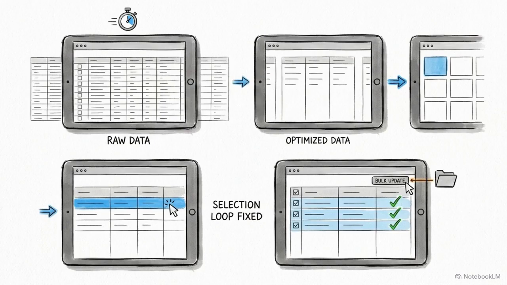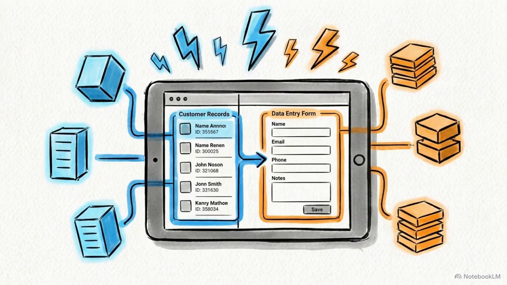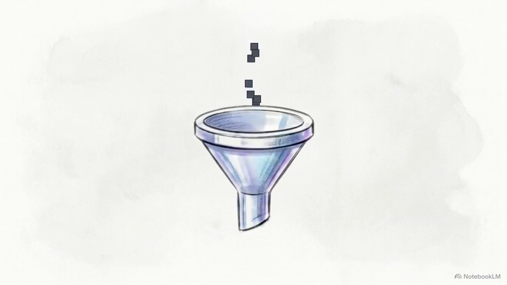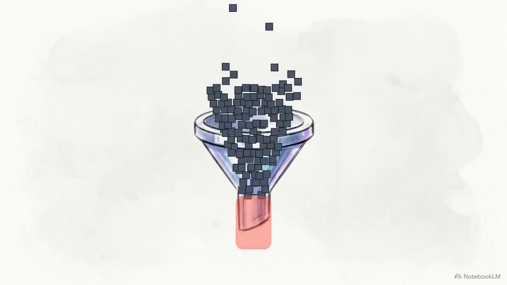I'll show you how to shape your data so the app runs instantly, how to fix the notorious stuck selection navigation loop, and how to build a bulk update feature. A professional-grade app requires active data shaping to guarantee a frictionless user experience. Dropping raw lists onto a screen will always end in a bottleneck.